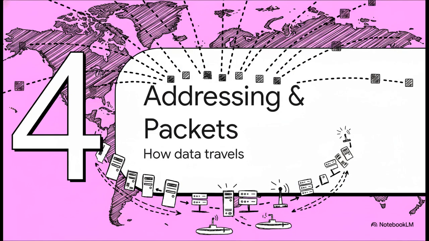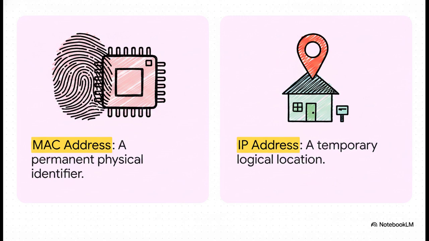All right, shifting gears to section 4, let's look at addressing and packet switching. For devices to actually talk to each other, they need addresses. Your MAC address is like your device's permanent physical fingerprint. It's stamped right onto the hardware at the factory, and it never changes. The IP address, however, is its logical, temporary location on a network, kind of like your home's current mailing address.